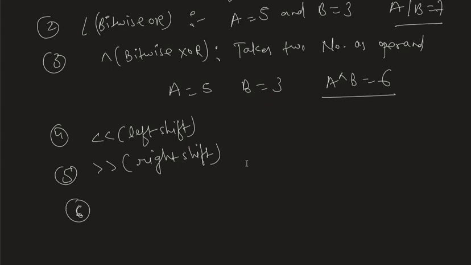And we have bitwise NOT. Bitwise NOT takes one number and inverts all bits of it. Suppose we have a equal to 5, then bitwise NOT a equals minus 6.